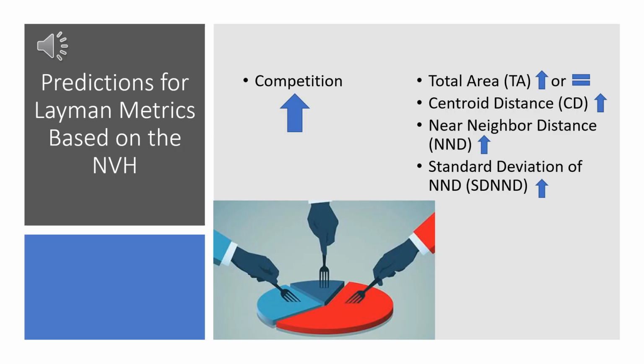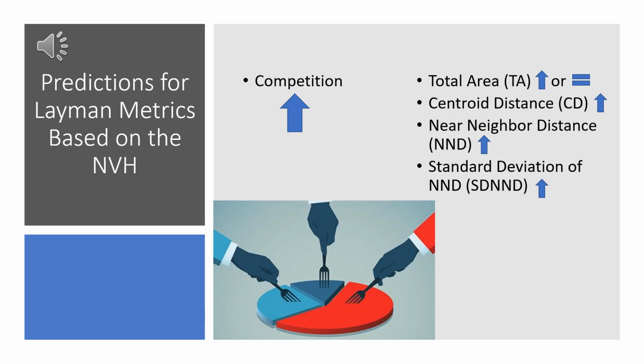Now, the Layman metrics, as I mentioned earlier, are metrics of dispersion fundamentally in space. As I went over in the introduction, as competition increases, we would expect the community total area, the total niche area of the community, to increase if there are new resources being used that weren't previously because they're subpar or not as high quality, or it would stay the same if there are no new resources being consumed.